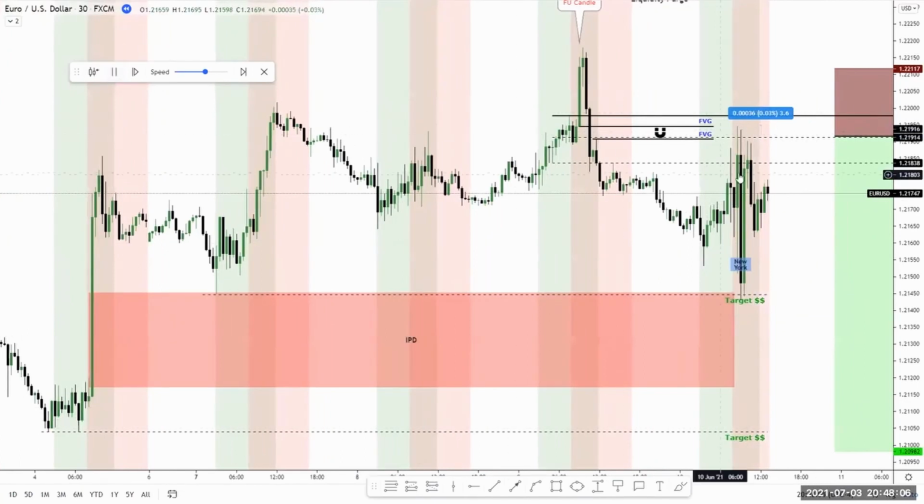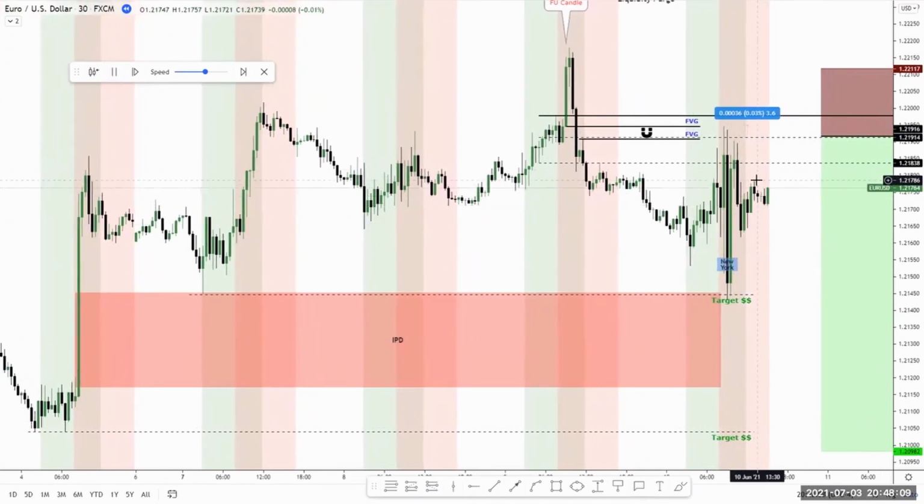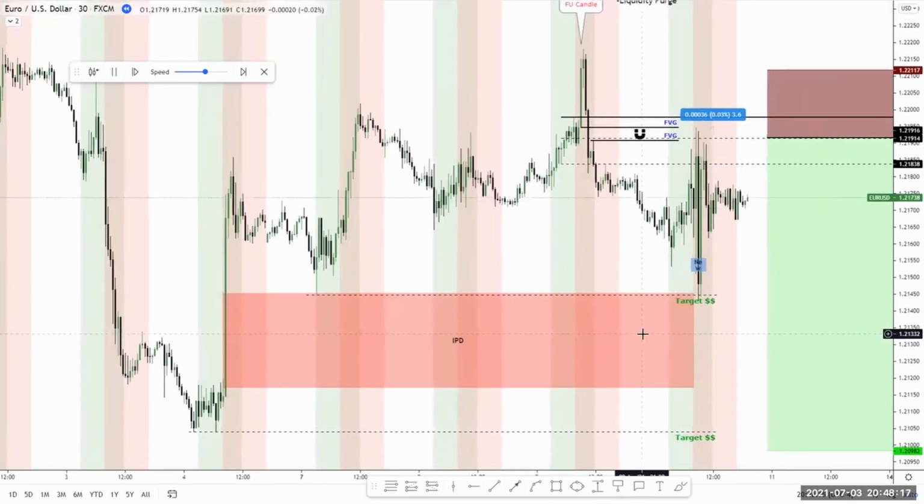Okay. Another order block was formed here. Price rolled over, tapped it. Price just fluctuates between order blocks, guys.